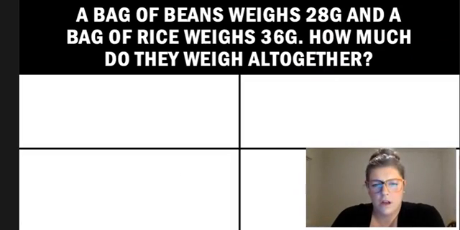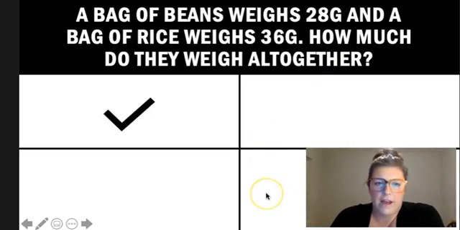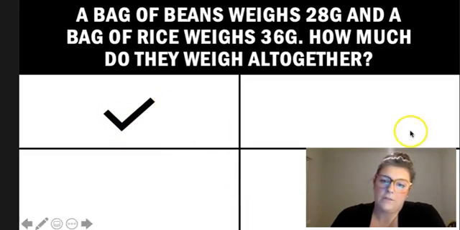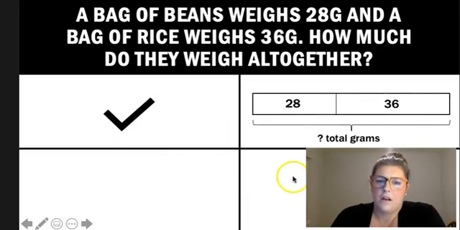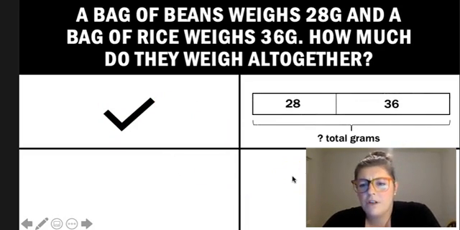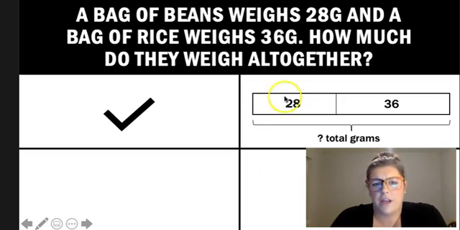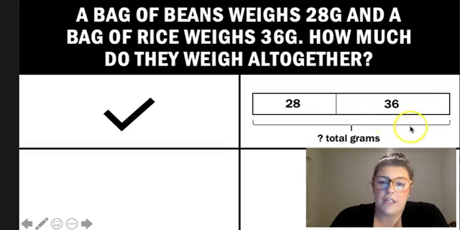So once we have read and understood what it's asking, we can go ahead and put our check mark on that. For my picture, I'm going to draw a part whole tape diagram. I can show the 28 gram bag of beans and the 36 gram bag of rice. And what I'm trying to find is that total number of grams. Okay, so I know I'm going to have to add these two together to get that total.